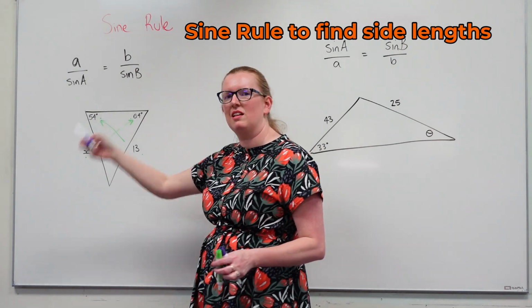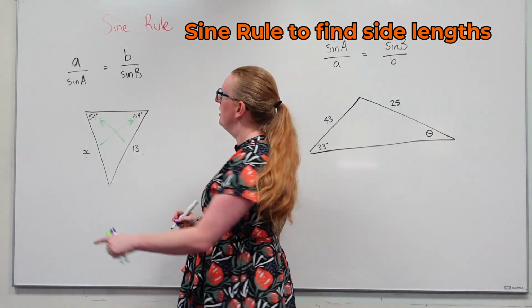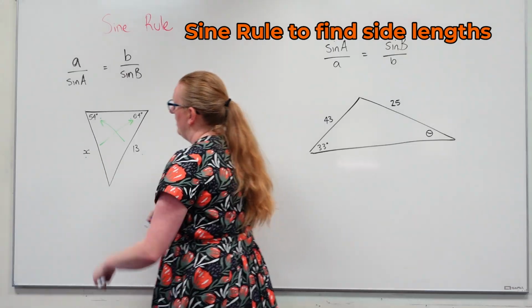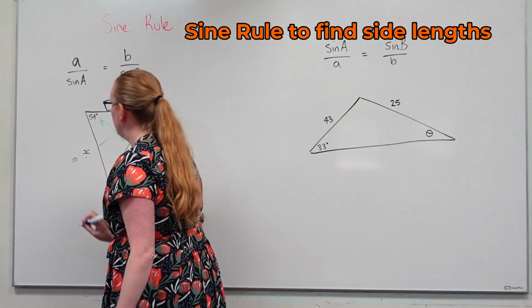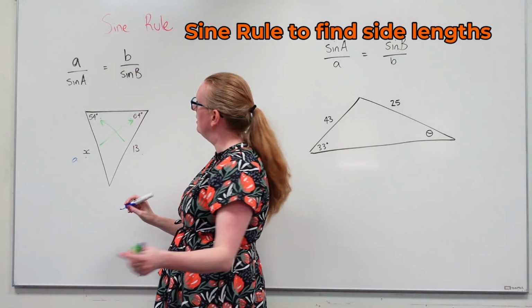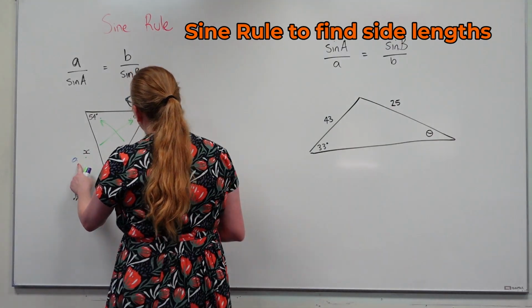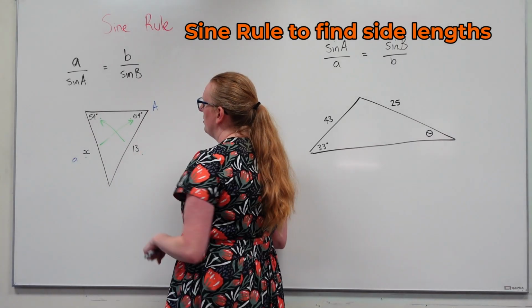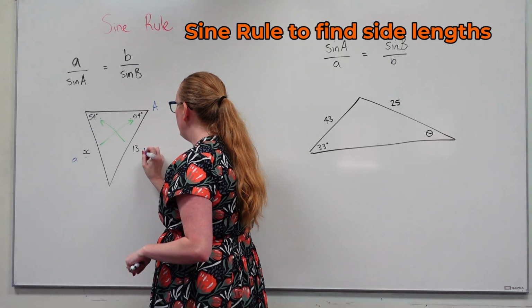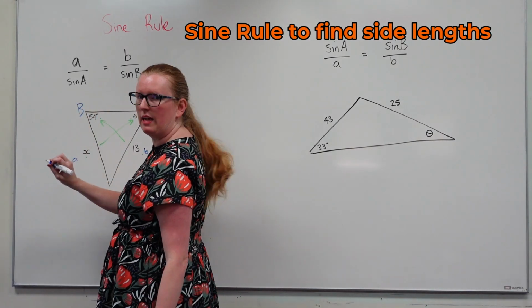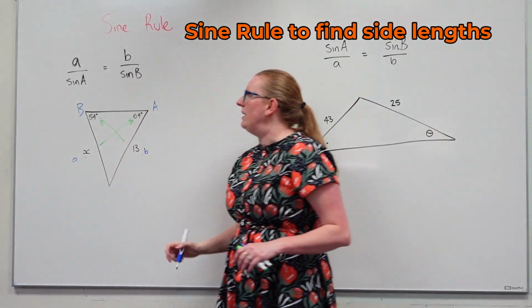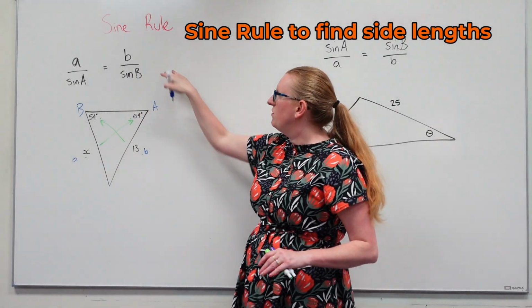So let's go ahead and label these with the a's and the b's. The little letters represent our sides, so let's make this one a, although it doesn't matter whether it's an a or a b. We just have to make sure that it matches with its directly opposite angle. So we've got little a, capital A. That means this is little b, and you guessed it, capital B.